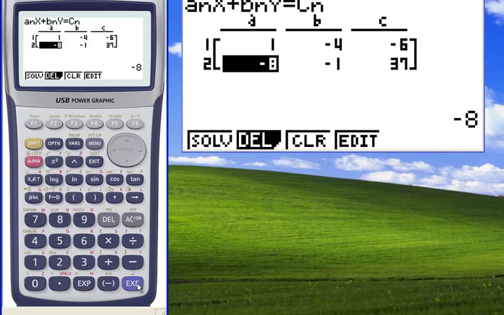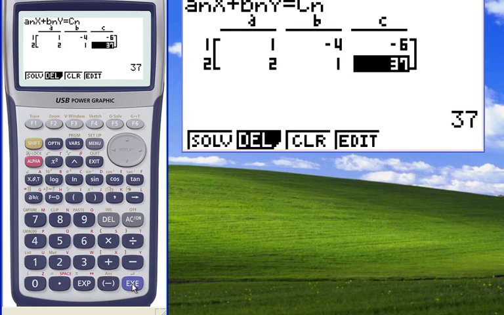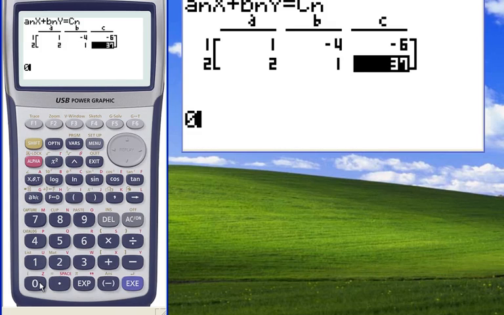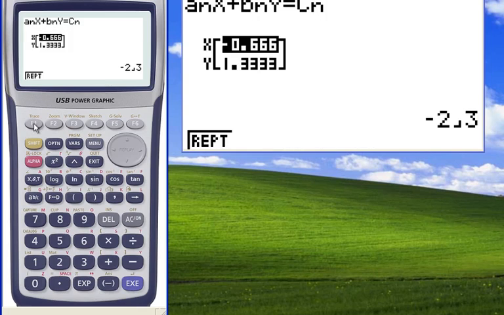And the next row, we put 2, 1, and 0. And then we push solve. And it gives us negative 0.6666. Which obviously means 2/3, but the markers allow that. And it even puts negative. This calculator converts it into a fraction, which is really nice. And y is 1 1/3.